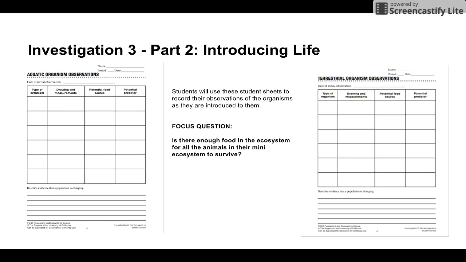Investigation 3, Part 2, Introducing Life. Students will use these sheets to record their observations of the organisms as they are introduced to them. Once students have completed this part of the investigation, have them focus on the question: is there enough food in the ecosystem for all the animals in their mini ecosystems to survive?